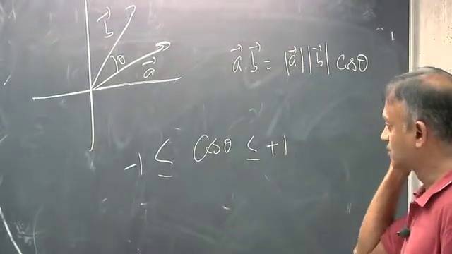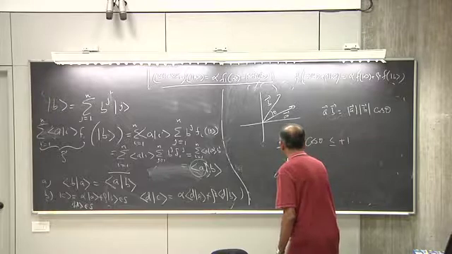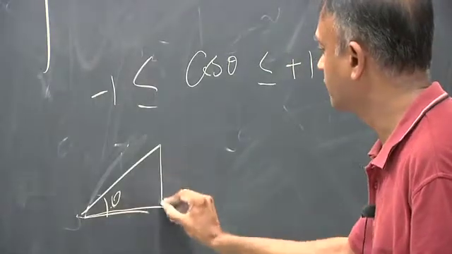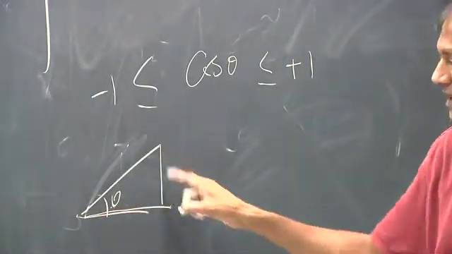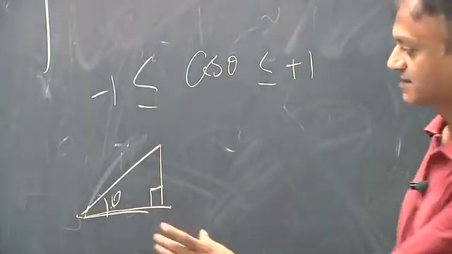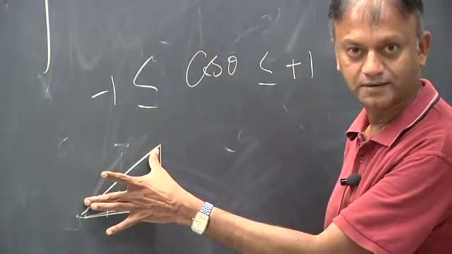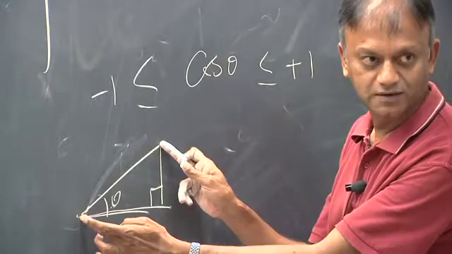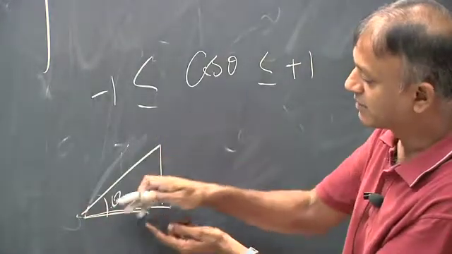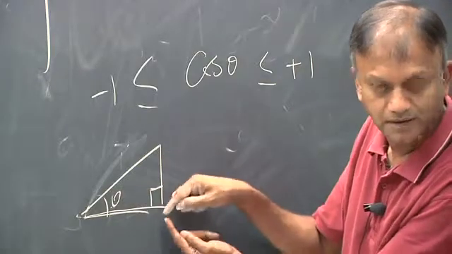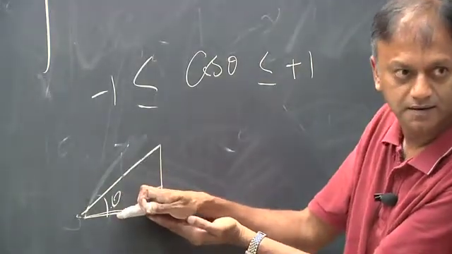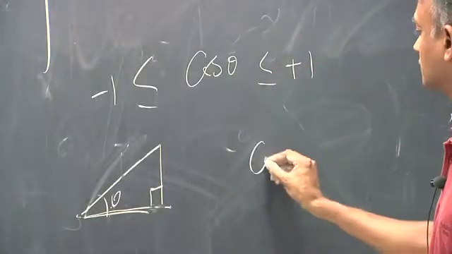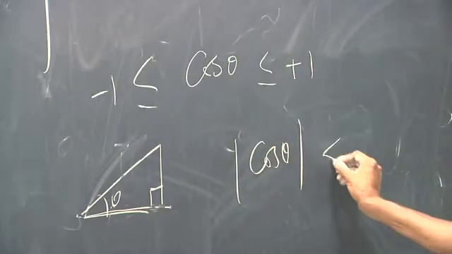That is of course clear, because cosine theta is defined like this. If I have an angle theta, I draw a perpendicular from here to there to make a right angle triangle. This is 90 degrees. Then cosine theta is simply this length divided by that length, so surely this length is smaller than that length, and it's going to be less than 1. The only case when it becomes 1 is when angle theta goes to 0; then this line just collapses to that line. Otherwise it is always less than 1. So in particular, the magnitude of cosine theta is less than or equal to 1.